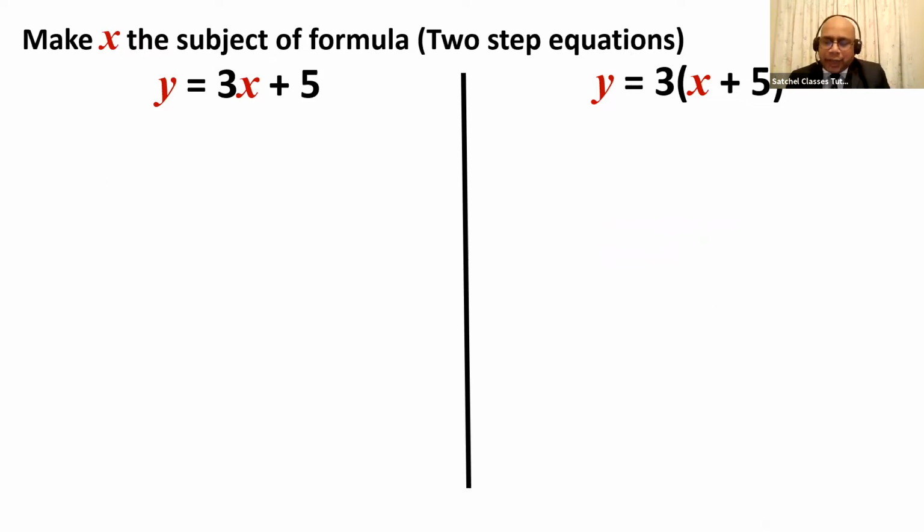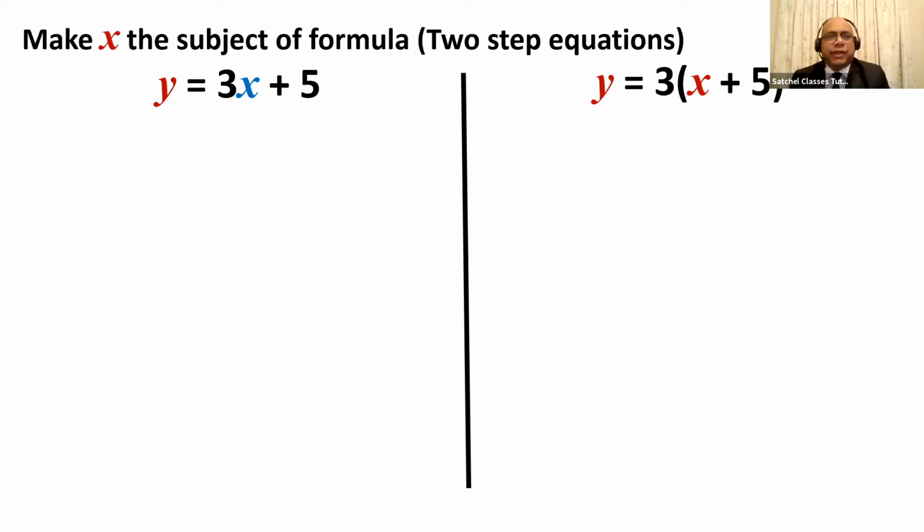Let us now understand, how do I change the subject in a two-step equation? Okay, two-step equations. So the first example is y equals 3x plus 5. What do we need to change the subject to? We need to change it to x. So let's highlight x first of all. So y equals 3x plus 5.